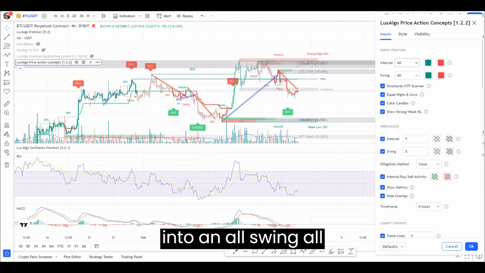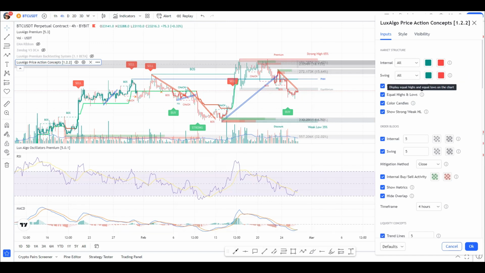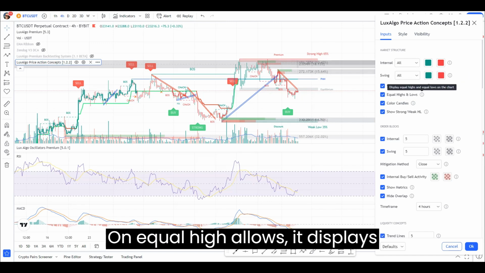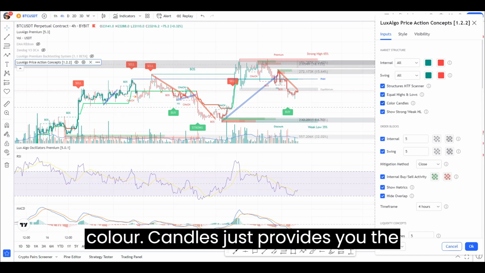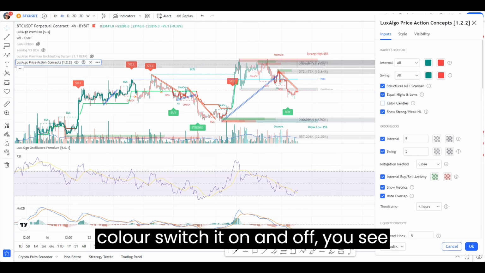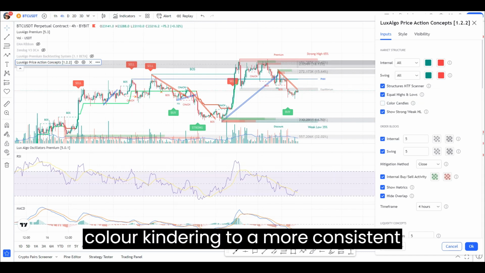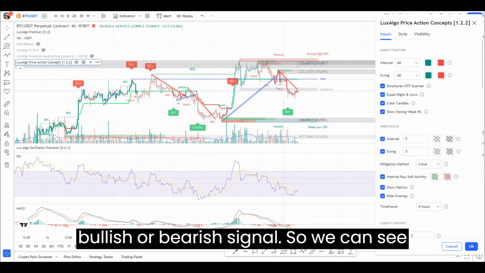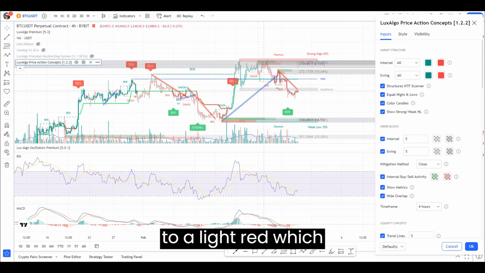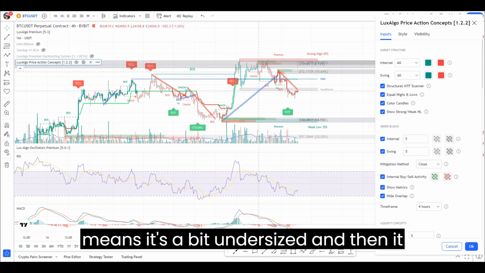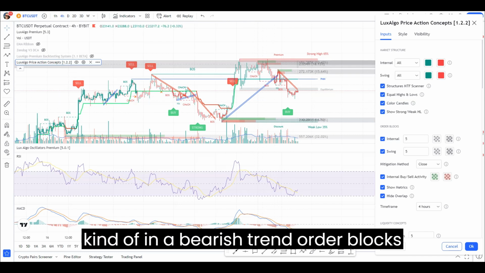Market structure: internal all, swing all structure. The frequency scanner is on. Equal highs and lows displays if there is a double top or bottom. Color candles just provides you the color. I switch it on and off, and you see what's happening. It just changes the candle coloring to a more consistent bullish or bearish signal. So we can see here that's bullish green. Then it goes to light red, which means it's a bit indecisive, and then it turns to red, which means obviously we were in a bearish trend.